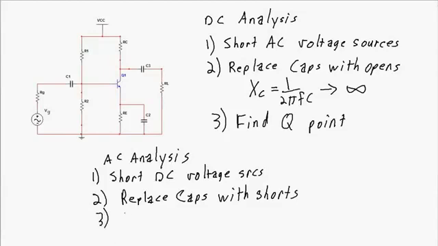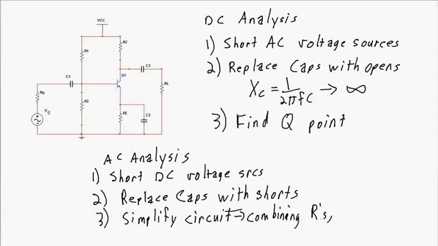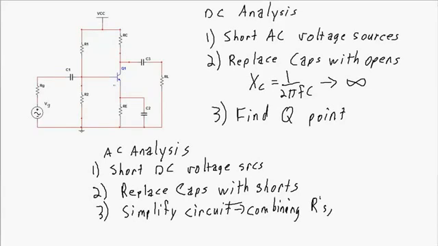Third, I'm going to simplify the circuit. And this is going to involve a couple of things. I'm going to do a couple of examples here. So simplifying the circuit might involve things like combining resistors to give the equivalent parallel resistance. But more importantly, I want to know how this transistor behaves when the AC signal is applied to it. So I'm going to come up with a model for that behavior, and I'm going to replace that transistor with the model.